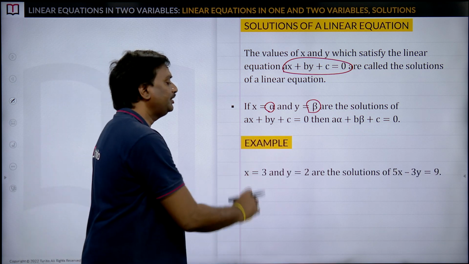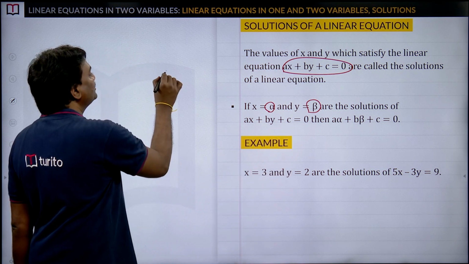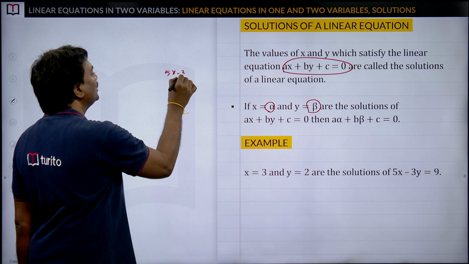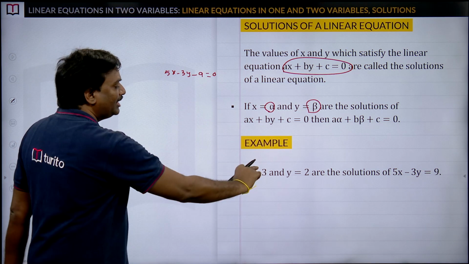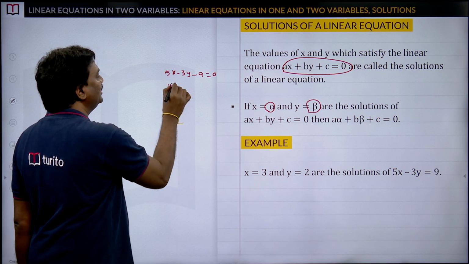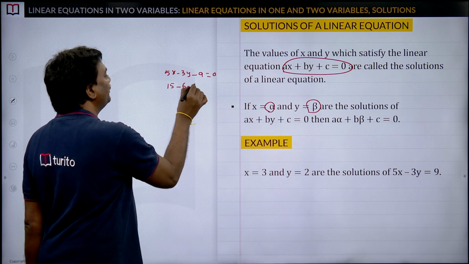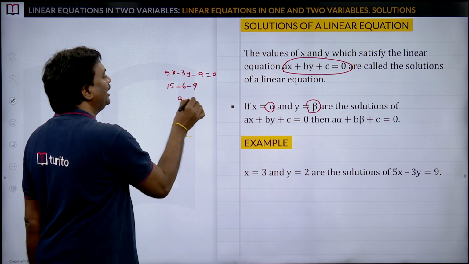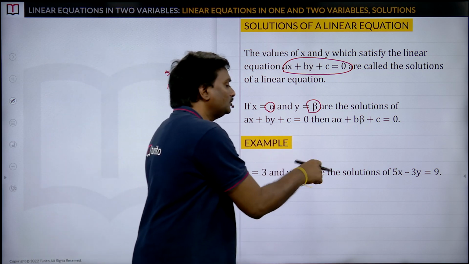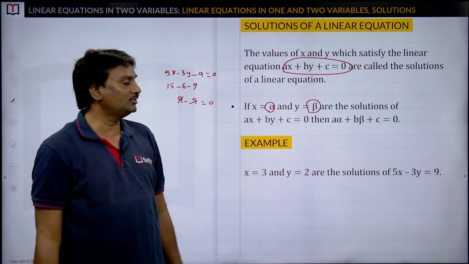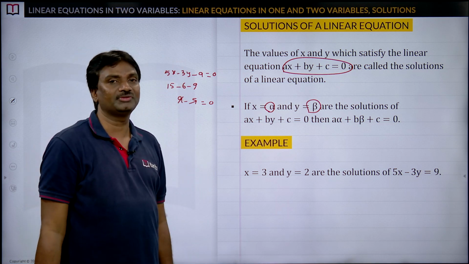Example, x equal to 3 and y equal to 2 are the solutions of 5x minus 3y equal to 9, or 5x minus 3y minus 9 equal to 0. In place of x, if we take 3, 5 times 3 is 15. In place of y by writing 2, 3 times 2 is 6, minus 9. 15 minus 6 is 9, 9 minus 9, we are getting 0. So, that is why we can say x equal to 3 and y equal to 2 are the solutions of the linear equation 5x minus 3y equal to 9.